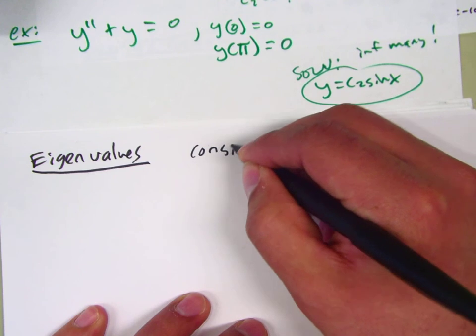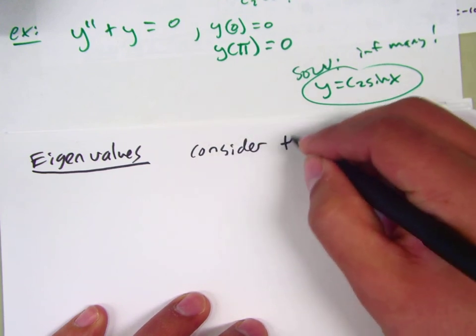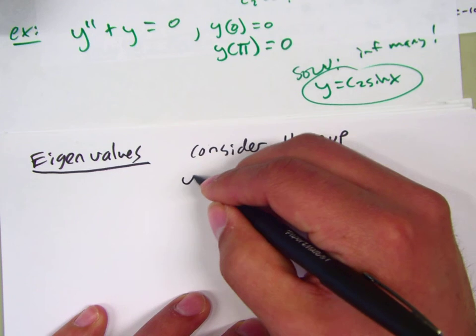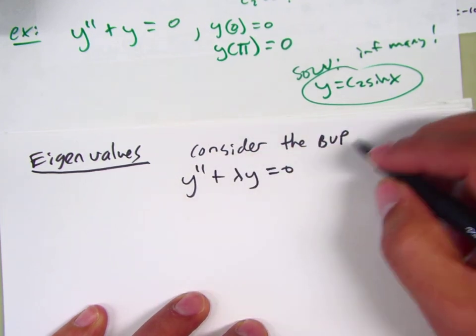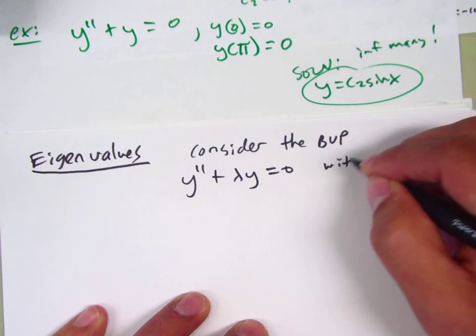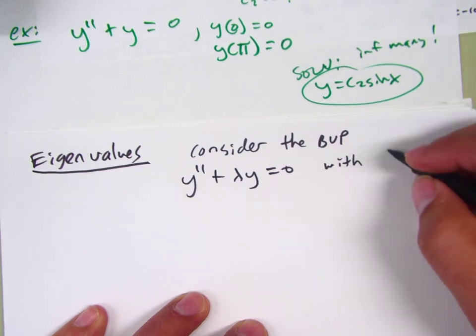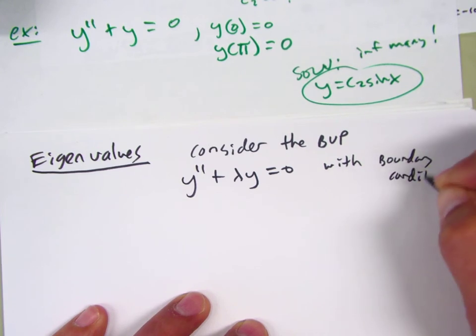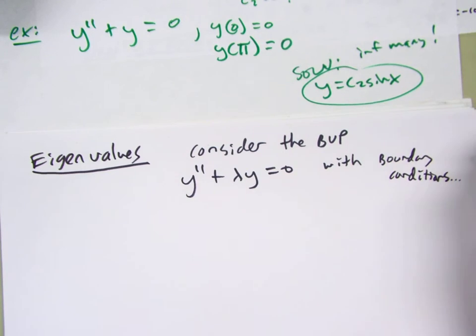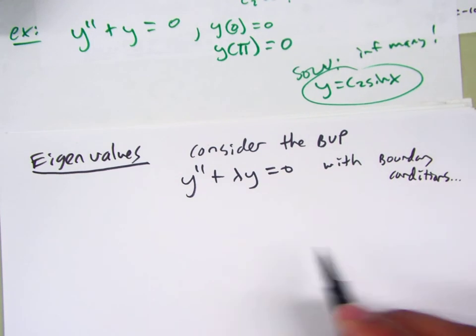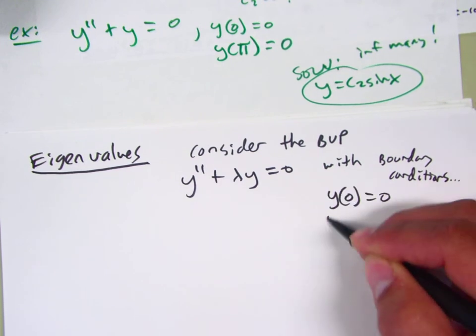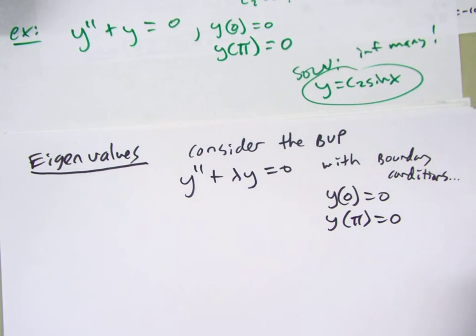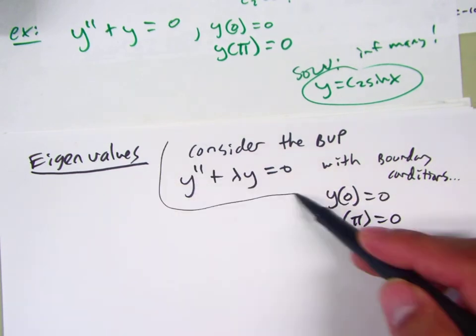So consider the boundary value problem y double prime plus lambda y equals 0 with boundary conditions given. Okay. So now, you know what? Let's go ahead and define those. So let's go y of 0 is 0 again, and y of pi equals 0. So this is what we're studying, this particular example for now.